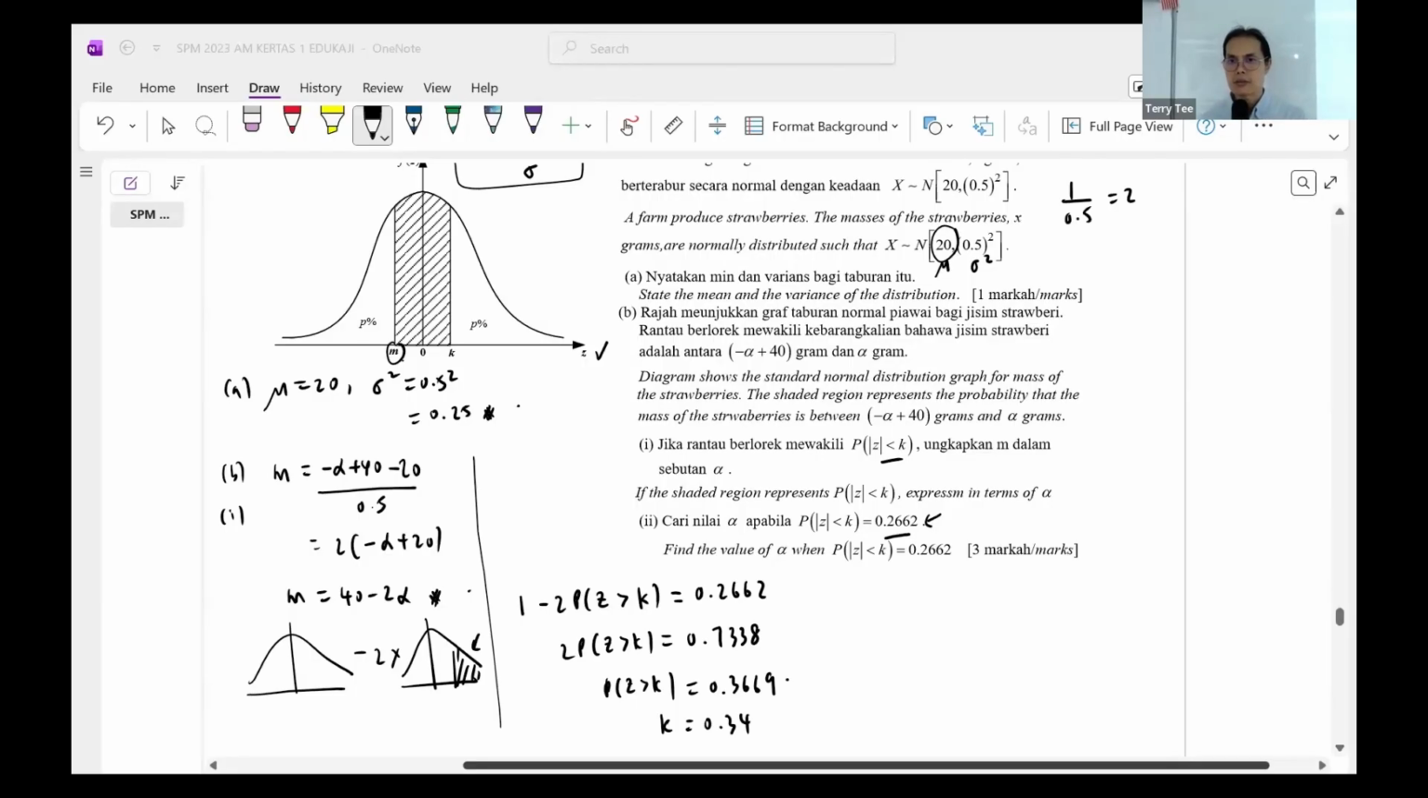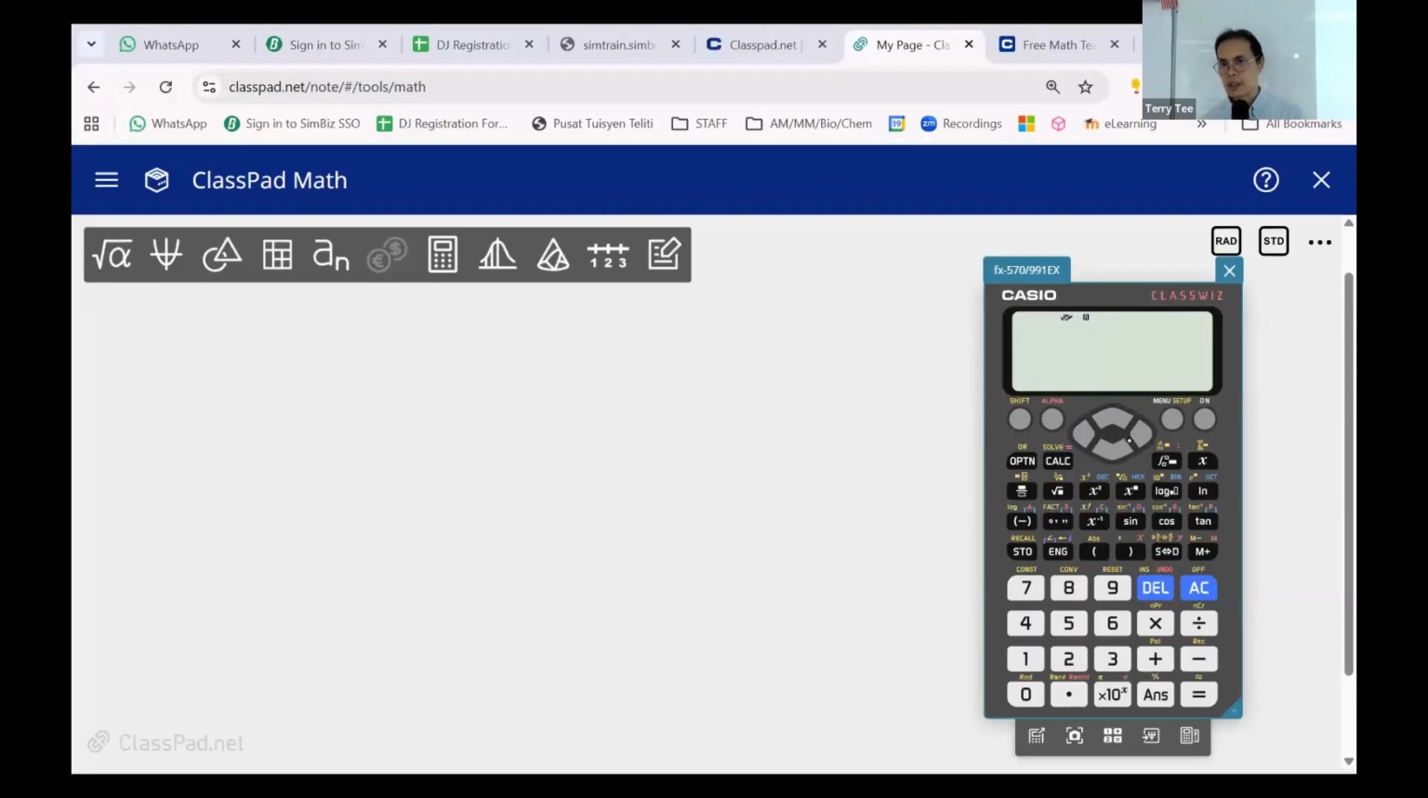Okay, this is my class-based calculator. You press menu, you press this one. Now, this is 7 for distribution. You press 3 for inverse norm. Inverse norm is you're finding the Z value given your area, 0.3669. You should get, okay, there is a point here, there's a point here. You should get, press equals, the rest are all the same, 0.34.